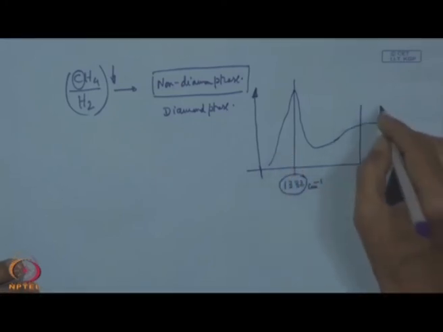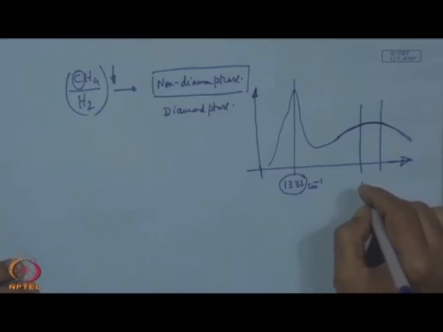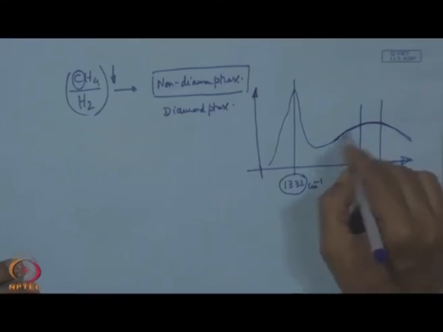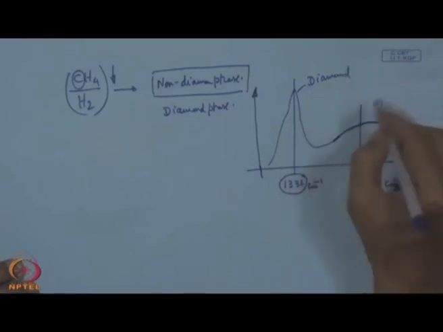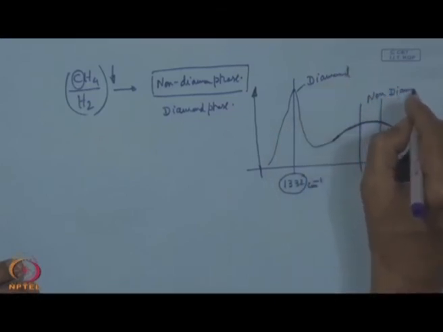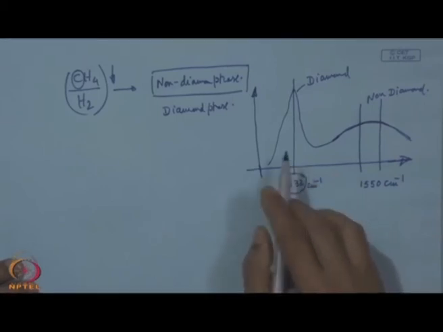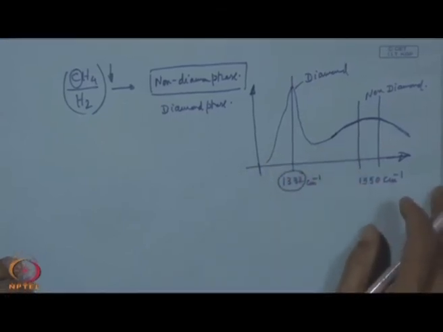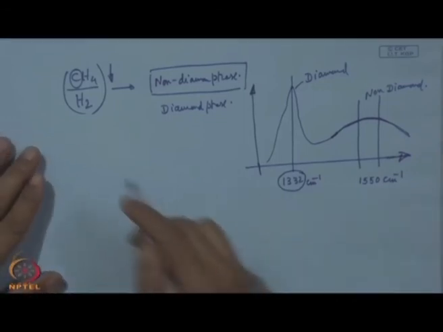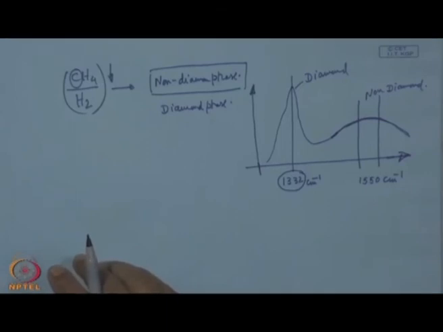But if we have a broad wide hump, which we see in the zone around 1550 per centimeter, then this is actually characteristic of the non-diamond phase. So, this is the diamond and this is the non-diamond. After deposition, by this Raman spectroscopy and Raman shift, one would come to know whether this coating has the diamond phase or a non-diamond phase. So, this is one of the things which should be decided in selecting this CH4 to H2 ratio. This is one important consideration.